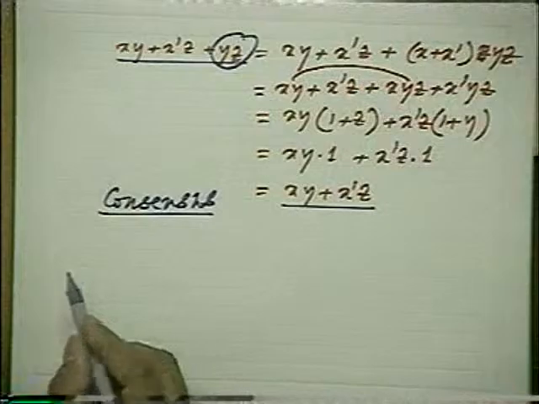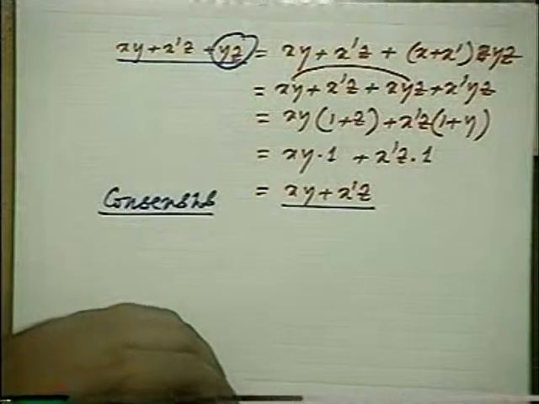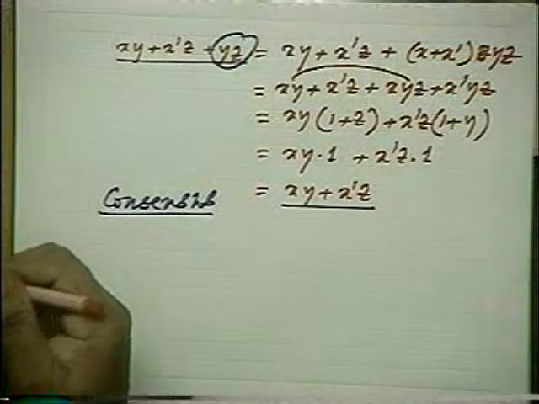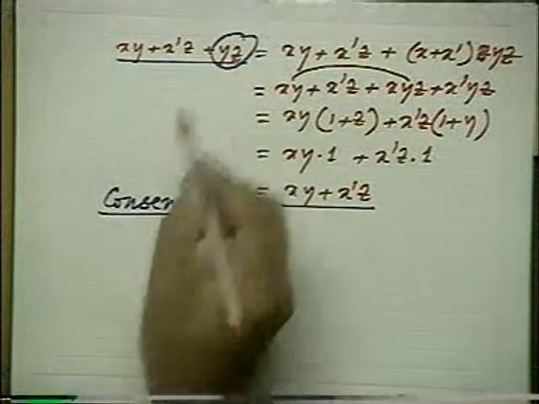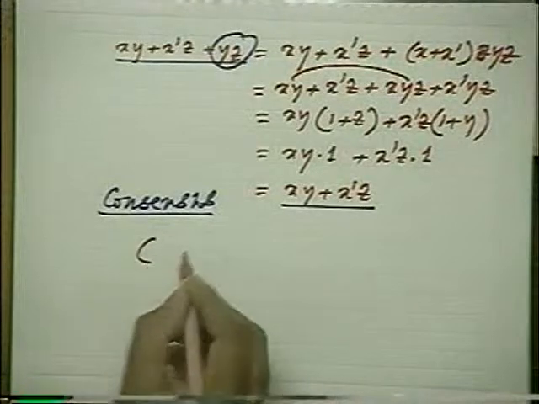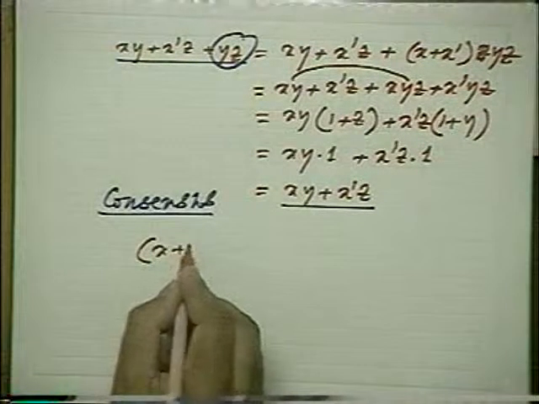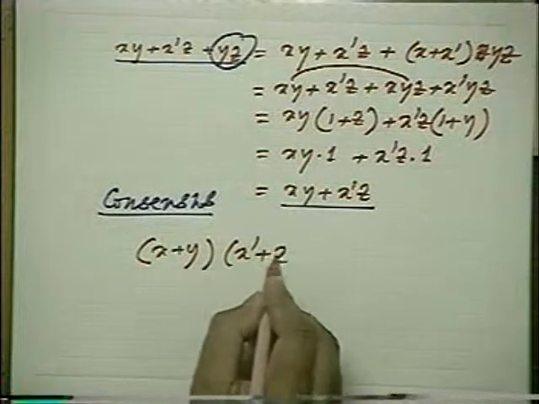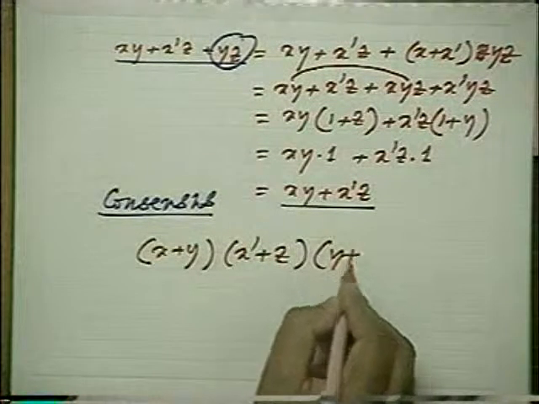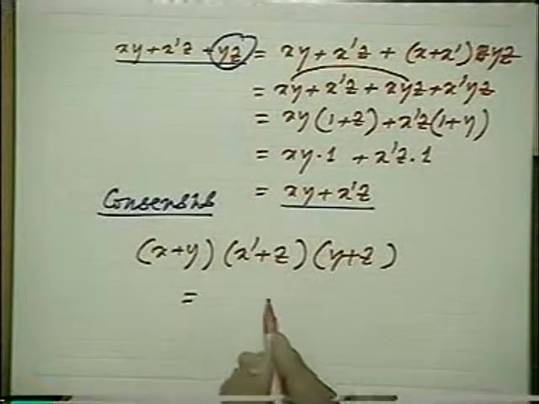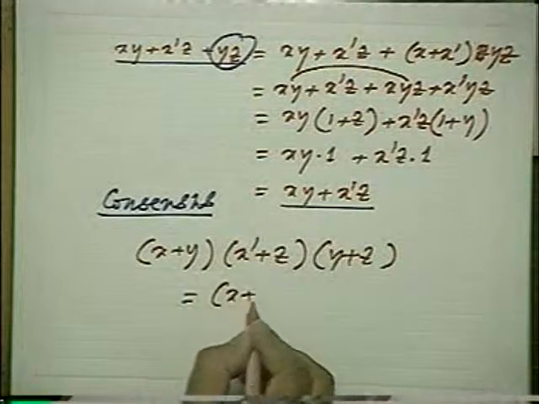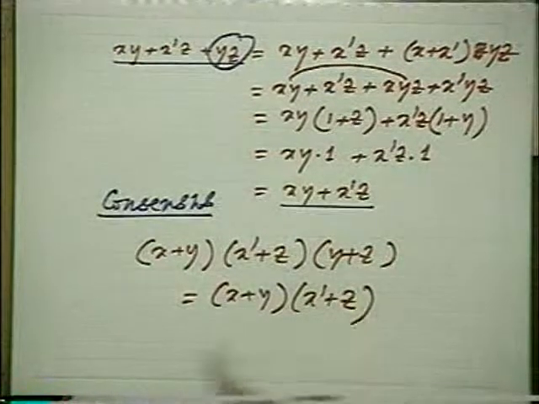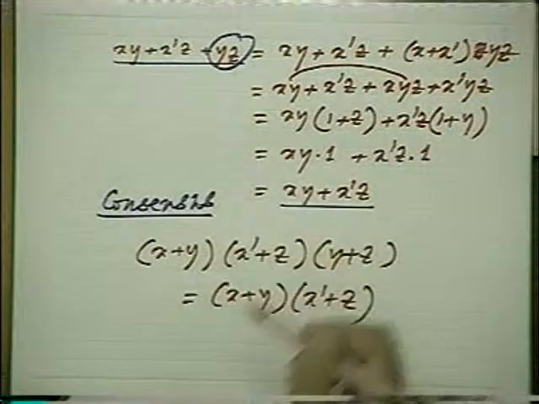Now, if this is a rule of consensus, we should at the same time have another dual rule for it, and the dual rule is that x plus y, x bar plus z, y plus z should be equal to x plus y, x bar plus z. That's my dual rule.